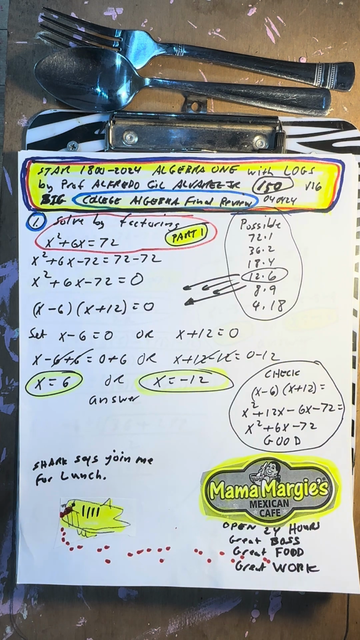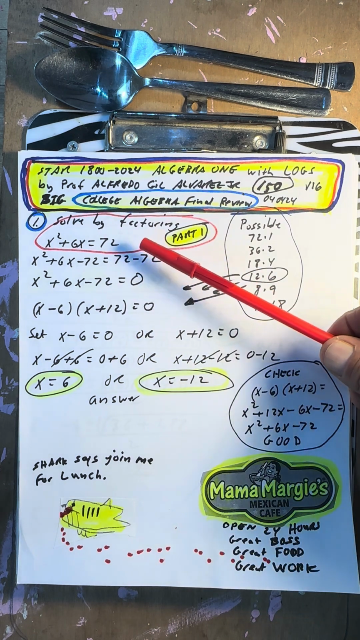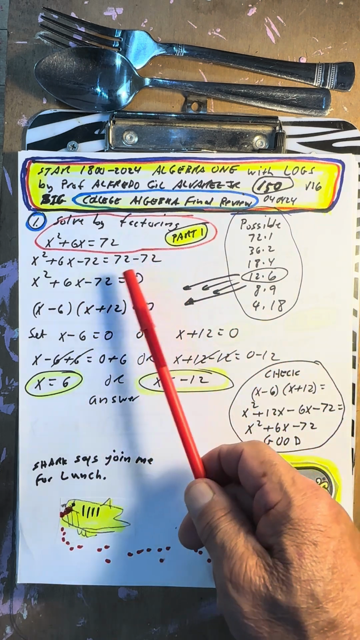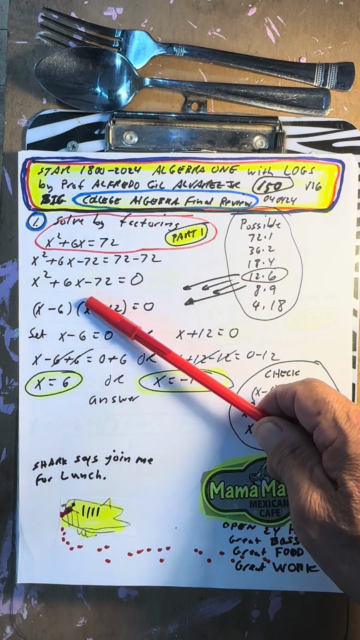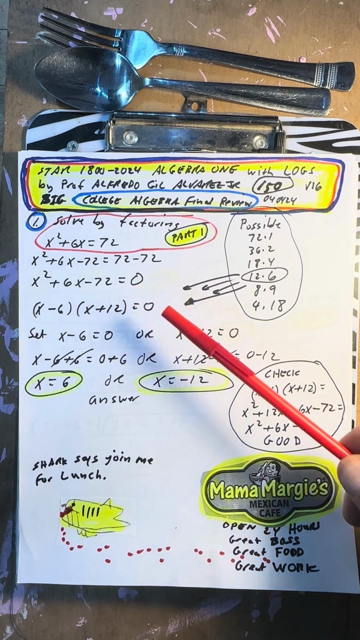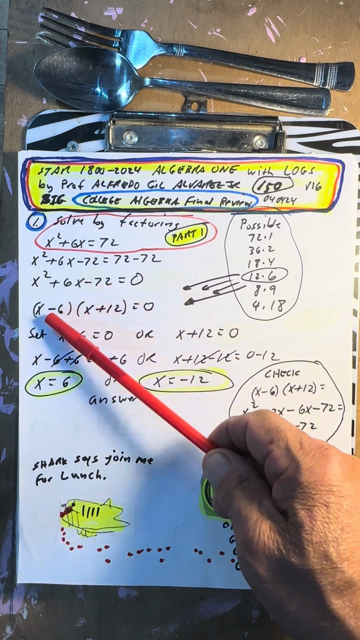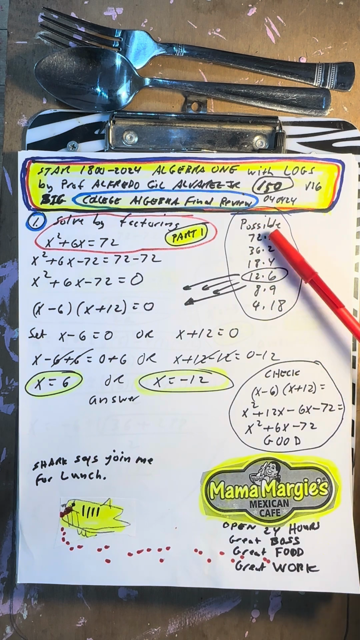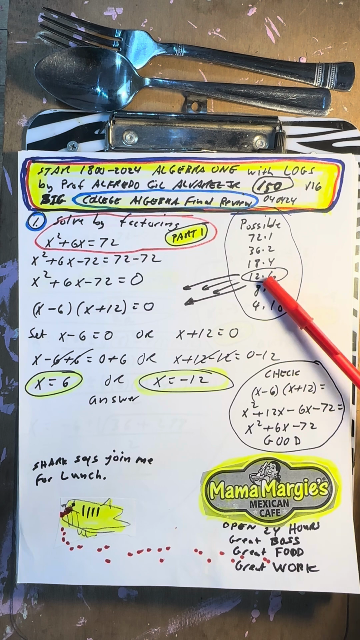Solve by factoring. So x squared plus 6x equals 72. What I'm going to do is go ahead and subtract 72 from both sides. Once I have that, I have x squared plus 6x minus 72 equals 0. Now, I'm going to break this into these two, right? But before I do that, all the possible ways to get 72, 72 and 1, 36 and 2, all these are possible. I say 12 and 6 works.